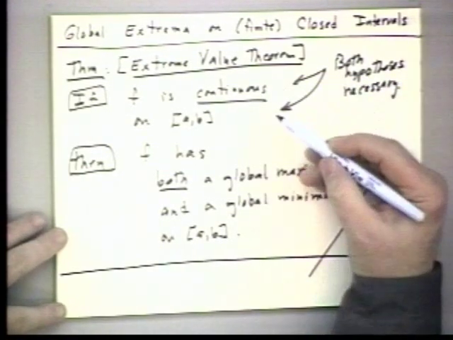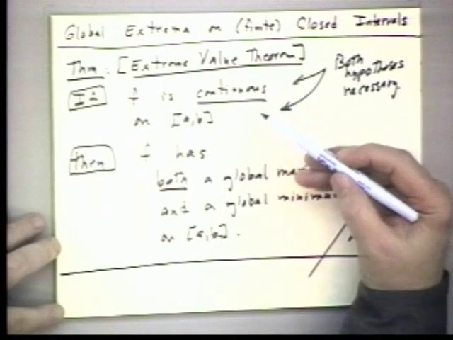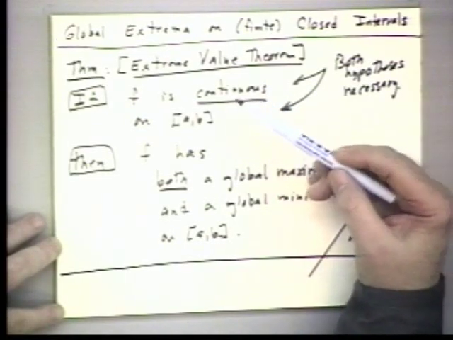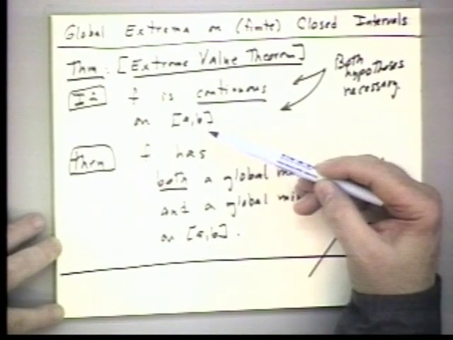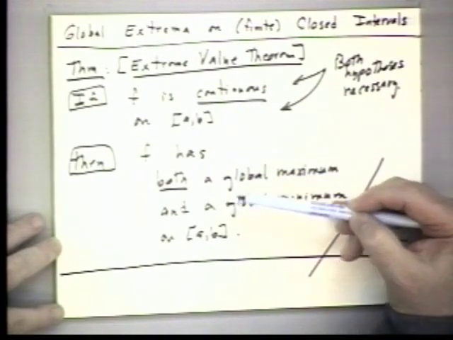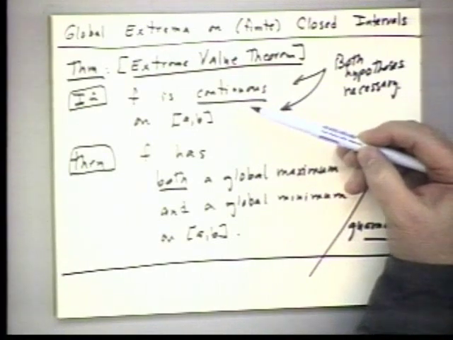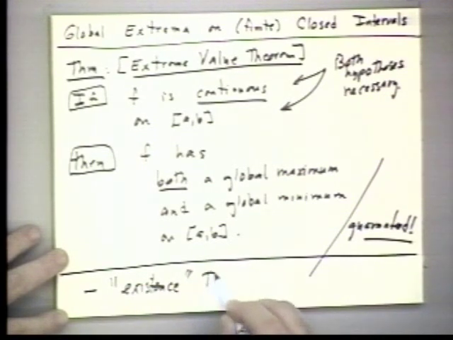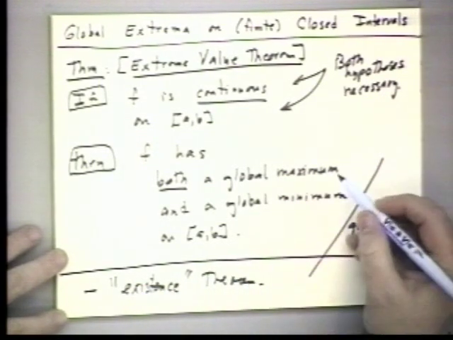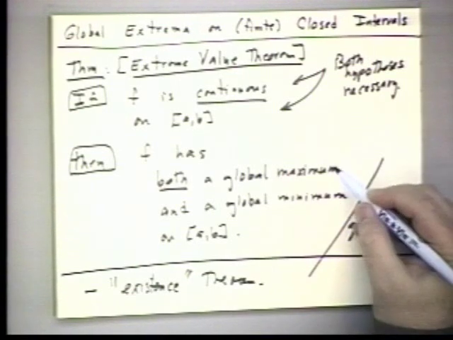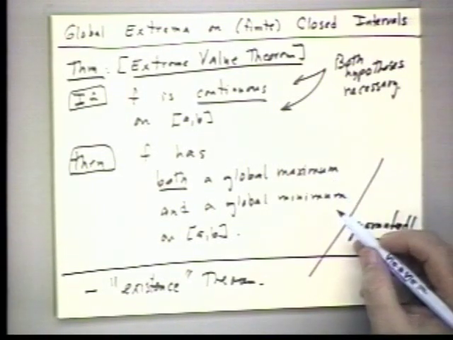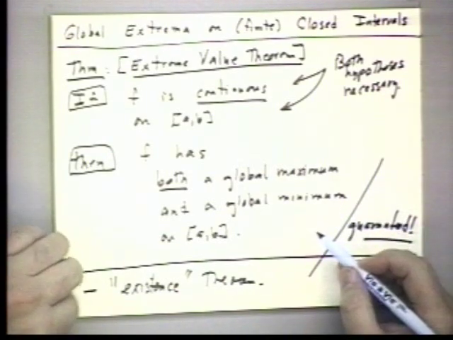As long as you meet these two hypotheses, continuous function, closed interval. If the function is not continuous, this may not happen. If the function is continuous but it's an open interval, this may not happen. You're only guaranteed if you have both of these at the same time. So this is an example of what I called an existence theorem, because it says a global minimum and a global maximum exist. It doesn't tell you how to find them, doesn't tell you where they are, just tells you that they're there.